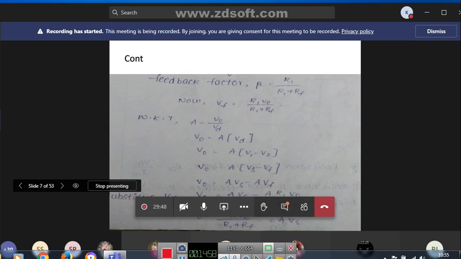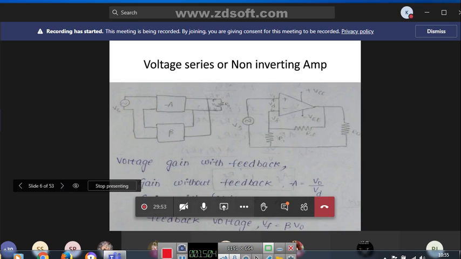See here, how to calculate beta, that is the feedback factor. From this circuit, beta equals R1 by R1 plus RF. The voltage across R1 is the feedback voltage. So how to calculate this feedback voltage, that is the voltage across R1? Using the voltage divider rule, it is R1 by the total resistance R1 plus RF into V0.